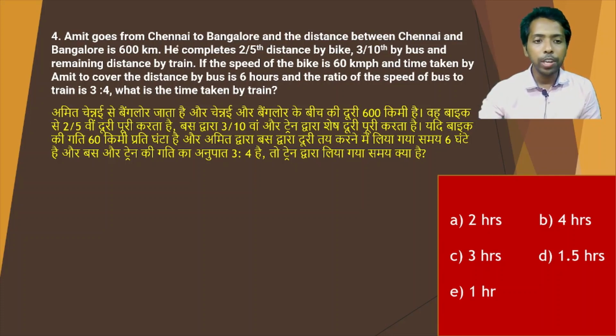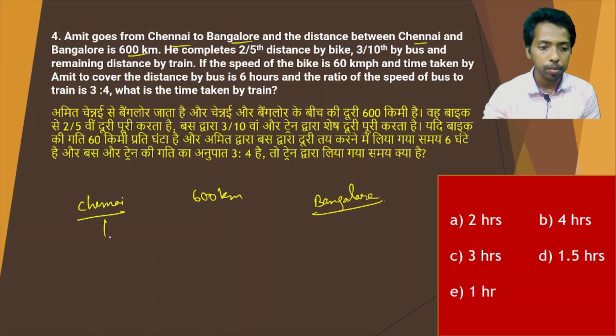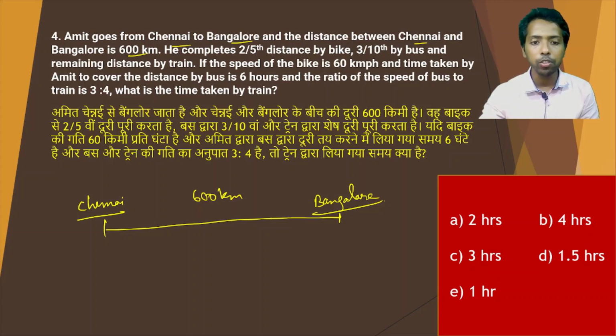Amit goes from Chennai to Bangalore, and the distance traveled between Chennai and Bangalore is 600 km. So this is Chennai here, and here it's Bangalore, right? The total distance, that is 600 km, starts from here and ends here. Now he completes 2/5 of the total distance.